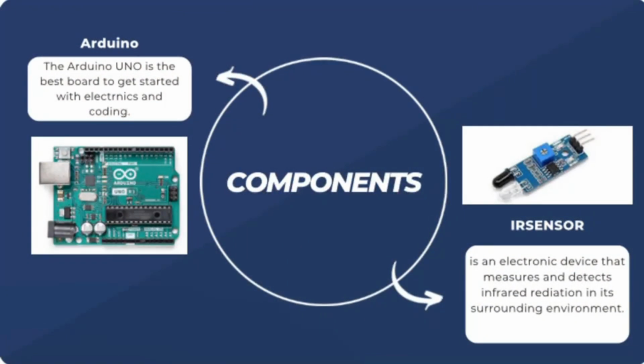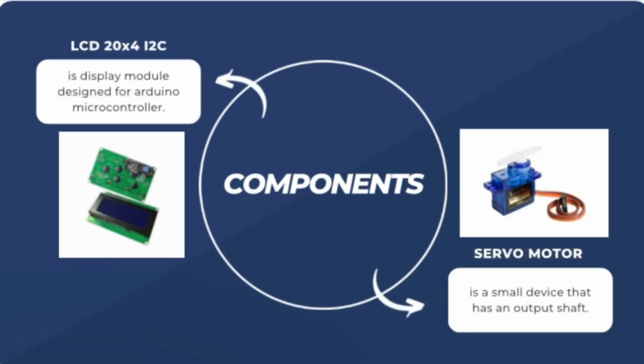Firstly is Arduino Uno. The Arduino Uno is the best board to get started with electronic coding. Secondly is IR sensor. It is an electronic device that measures and detects infrared radiation. Thirdly is LCD, a display module designed for Arduino microcontroller.